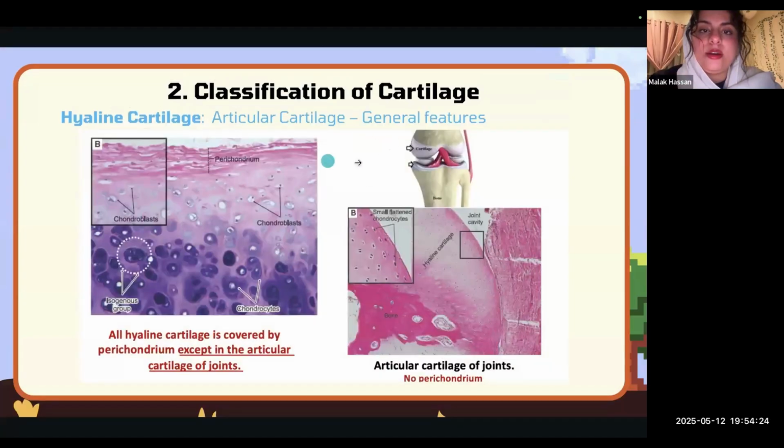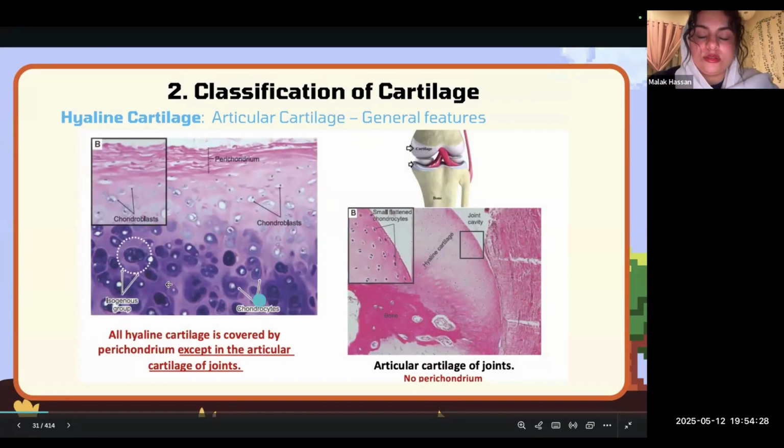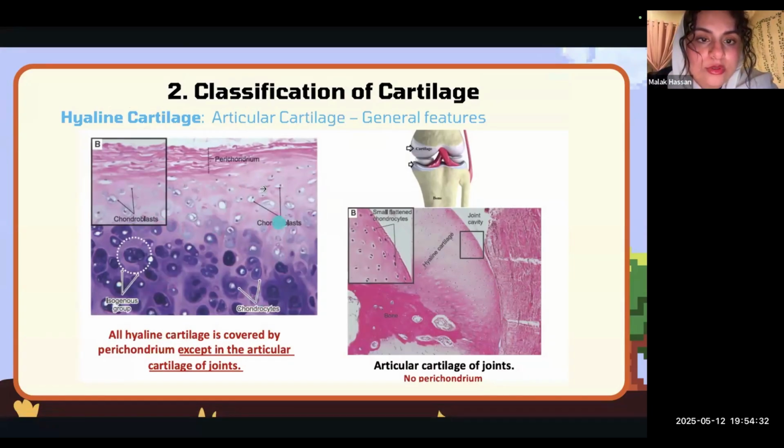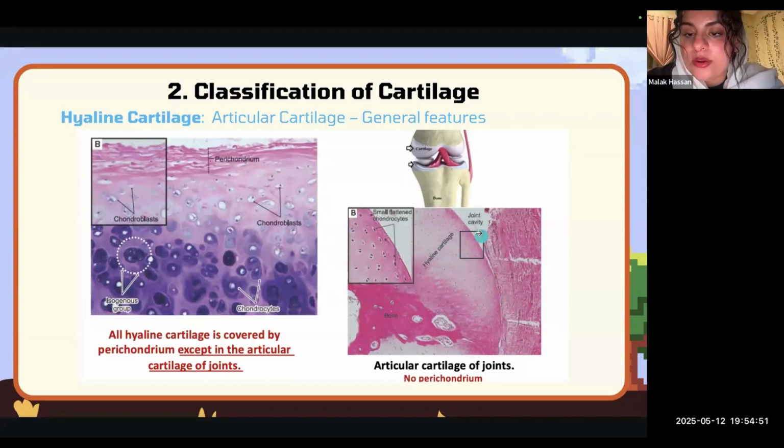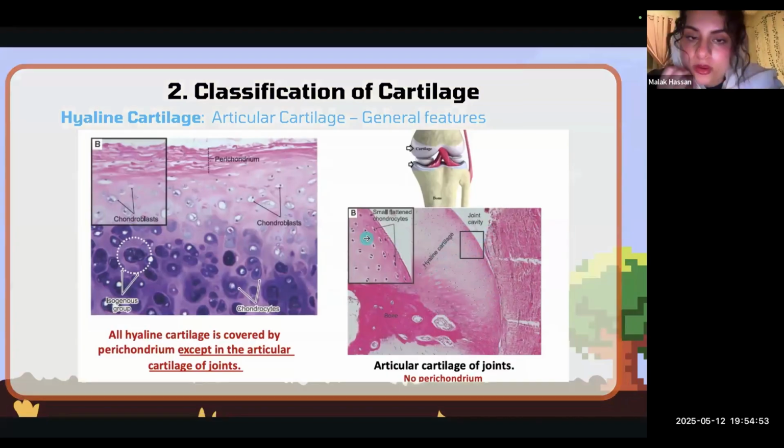All right, then we have more pictures. So here, this is hyaline cartilage, just general hyaline cartilage. You have the perichondrium, the chondroblasts, and you have the isogenous groups of the chondrocytes. This is normal hyaline cartilage, so it has a perichondrium. However, if we compare it to the articular cartilage, you can see here that there's hyaline cartilage. This is the joint cavity, and you don't have any perichondrium, okay?